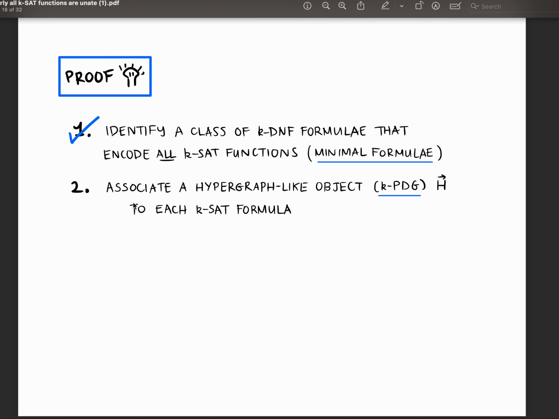All right, so that takes care of step 1. And now, like I said, there's some analogy we can make to graph theory, and we can try and make this analogy more precise. The way we're going to do that is we're going to associate a hypergraph-like object to each KSAT formula. It's maybe unsurprising that we can do this. If you squint at a formula a little bit, it's a bunch of clauses, each of which is made up of k things, so this seems like a k-uniform hypergraph.